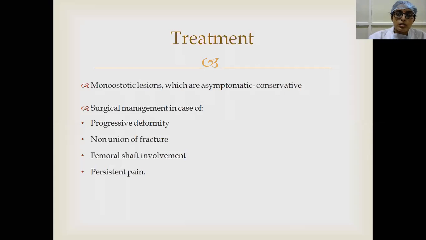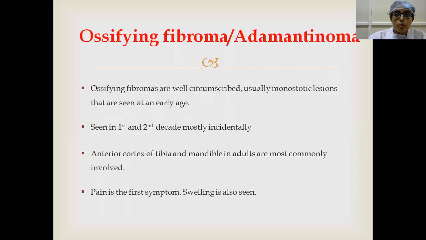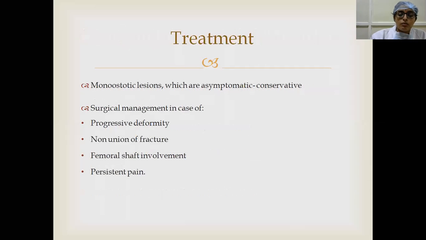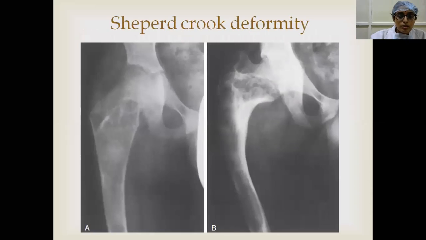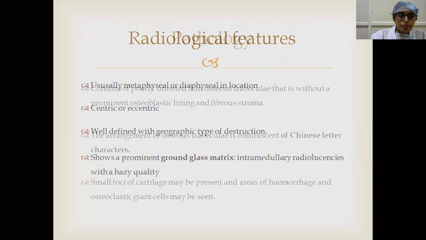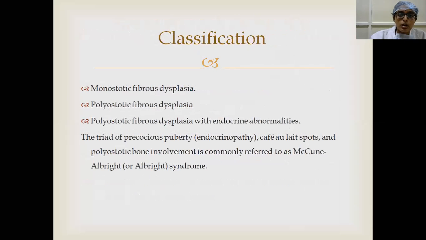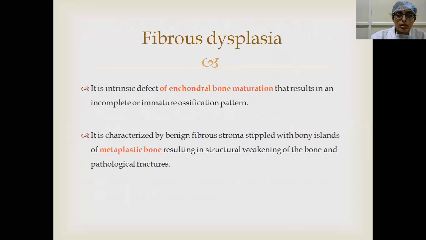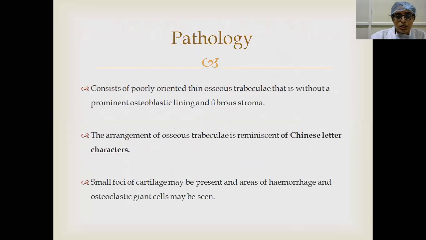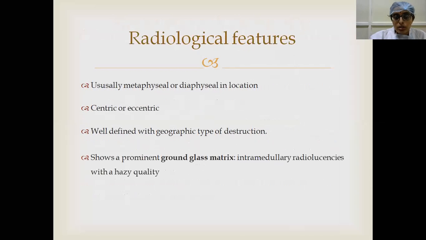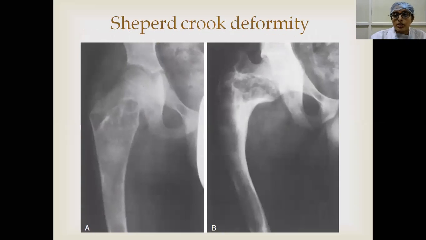With respect to fibrous dysplasia, there are a few important points which you have to remember. One thing is it is usually seen in females. And this McCune-Albright syndrome, you have to remember about it. And then this Chinese letter configuration in the histological appearance, and then the ground glass matrix type of appearance, shepherd's crook deformities and other deformities you have to remember.